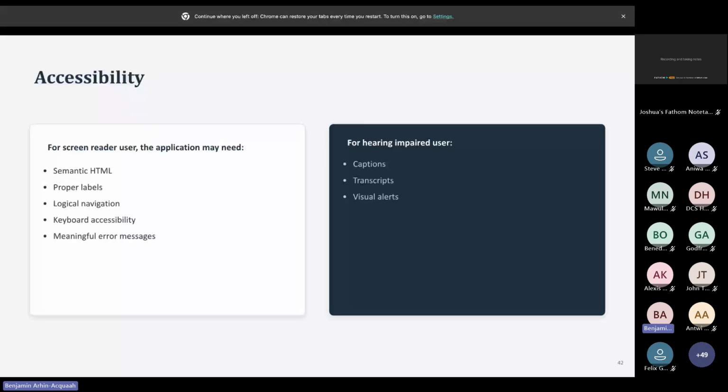So for users with hearing impairments, we also want to provide captions, transcripts, or visual alerts for them to also understand what your product is about or what you're trying to communicate.